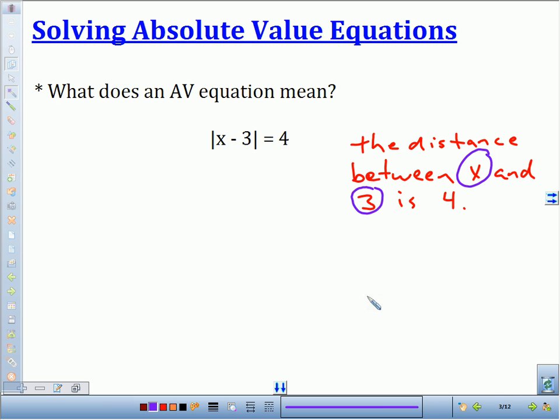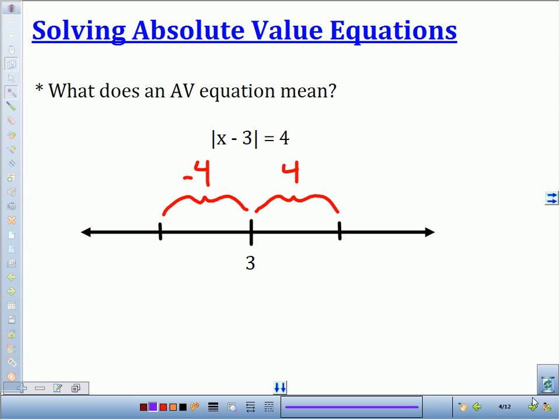Okay, so that's nice, but what does that mean for us? If I had 3 on the number line, I could move 4 spaces forward or 4 spaces backwards, and both of those distances would be equal. So I could have 3, 4, 5, 6, 7, or I could have 3 minus 4, which is 3, 2, 1, 0, negative 1. And both of those numbers are a distance of 4 from 3.